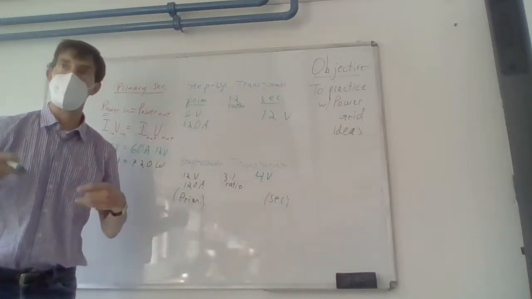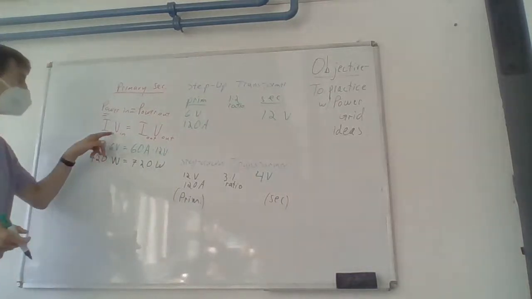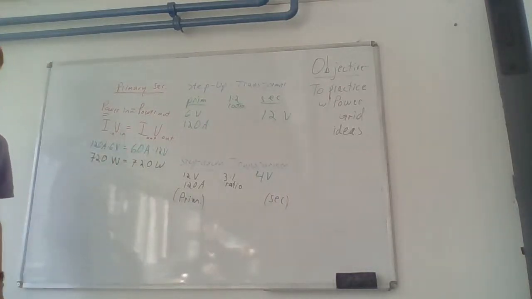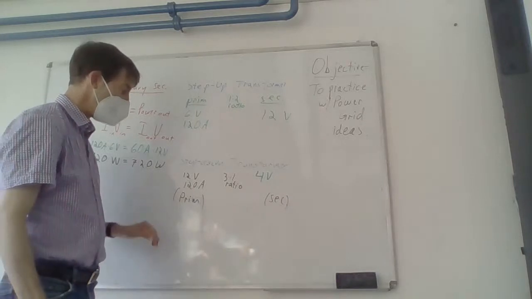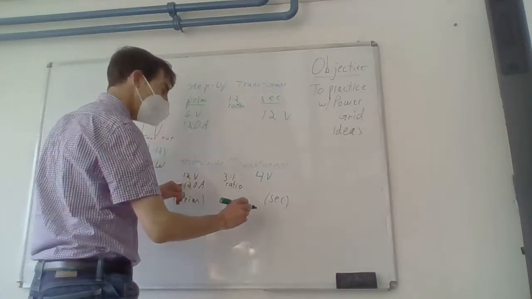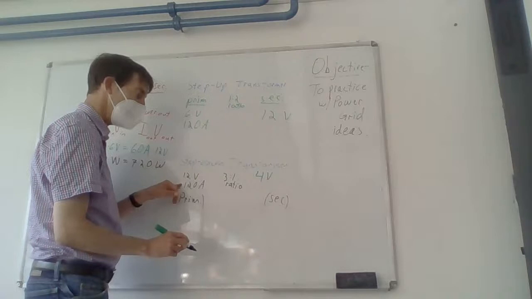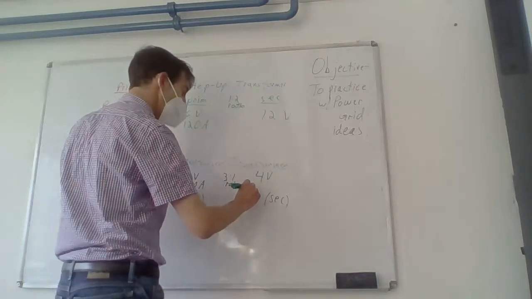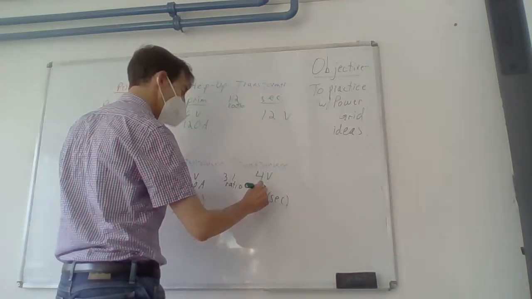Okay, tell me about how you get the current, the amps. I just multiply 120 by 3, because when it's stepped down, the amps go up. Yeah. So I get 360.